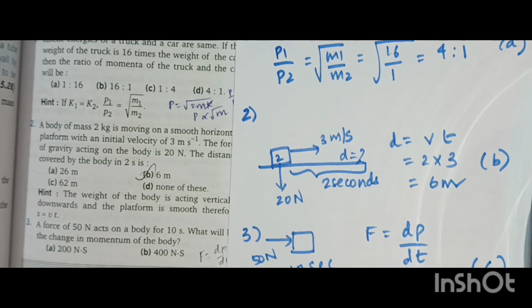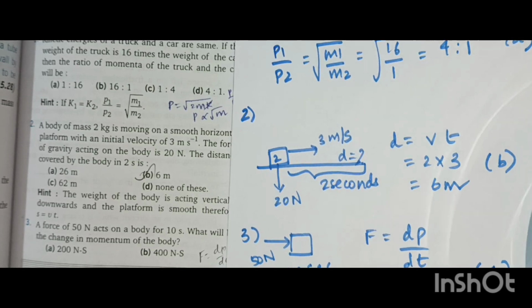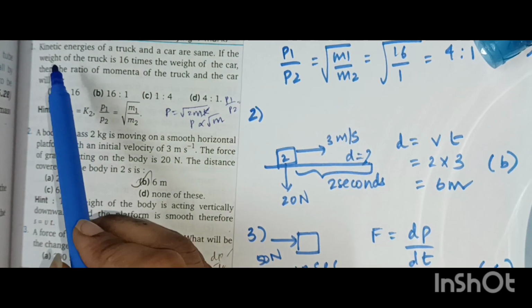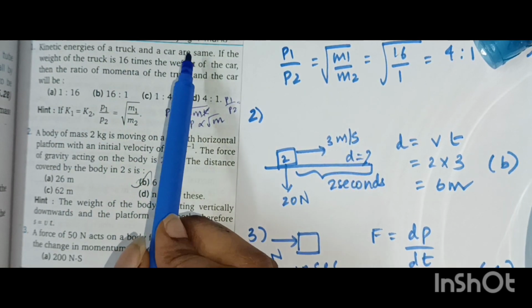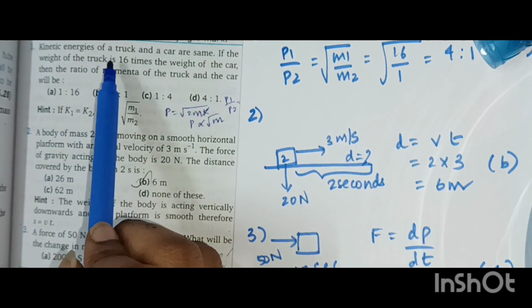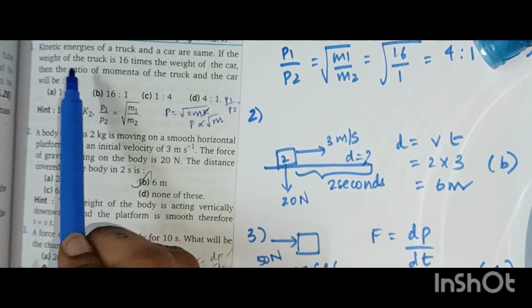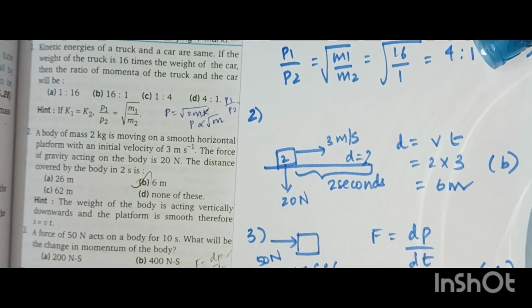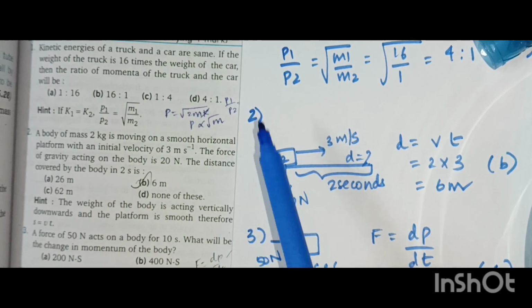Now let us see some solved questions, and please try to solve these questions also. The first question is: the kinetic energy of a truck and a car are the same. If the weight of the truck is 16 times the weight of the car, then the ratio of momenta of truck and car will be? Try to solve this question. Let us see the answer.